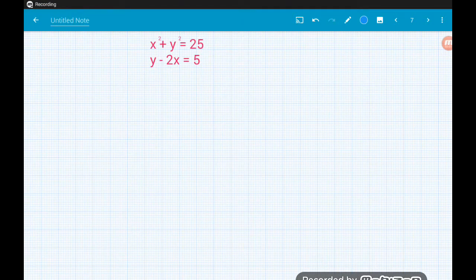Okay, let's take a look at another pair then. So this time we're going to be looking at a circle and a straight line. So I'm going to start off by calling my equations 1 and 2. Always a good idea. Now then, the quadratic one is equation 1. It's an equation of a circle. And our linear one is equation 2.